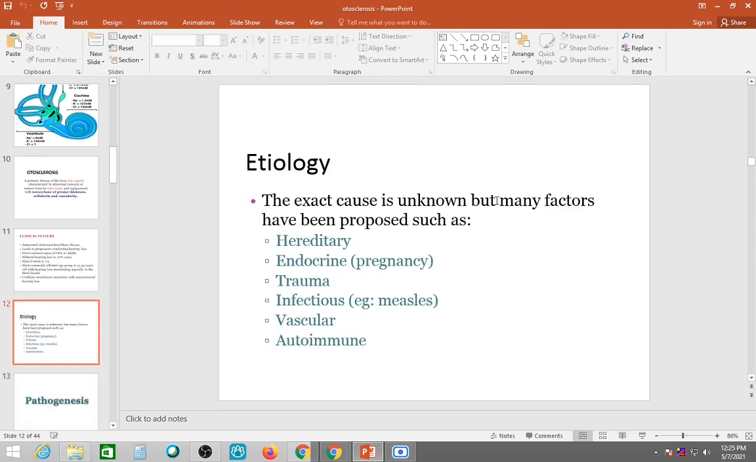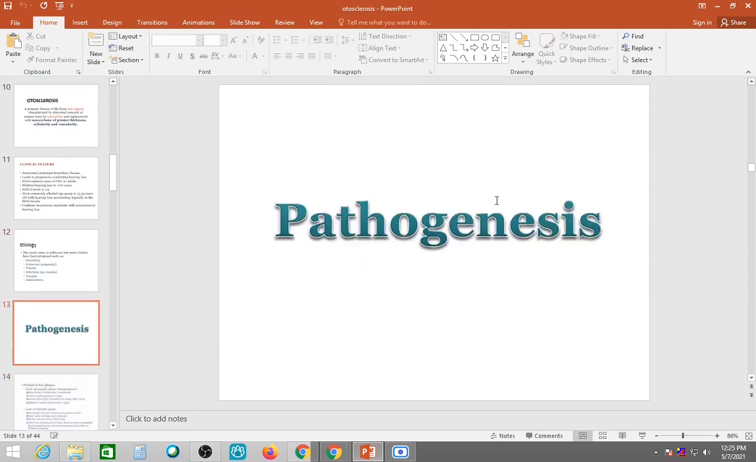Okay, the next slide. What is the etiology? The exact cause is unknown, but many factors have been implicated, such as hereditary factors, endocrine problems, trauma, infections like measles, and vascular or autoimmune disease. These are the etiology. Pathogenesis.